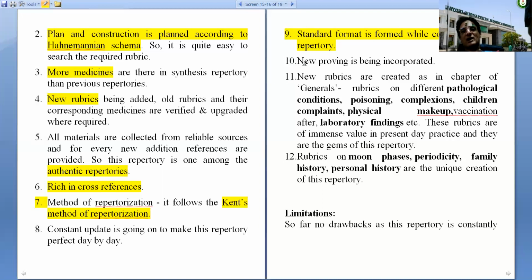New provings are being incorporated in this repertory. New rubrics are created, as in the chapter of generals, rubrics on different pathological conditions, poisonings, complexion, children's complaints, physical makeup, and vaccination after laboratory findings, they are given.